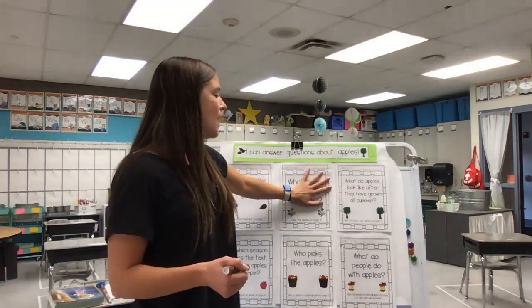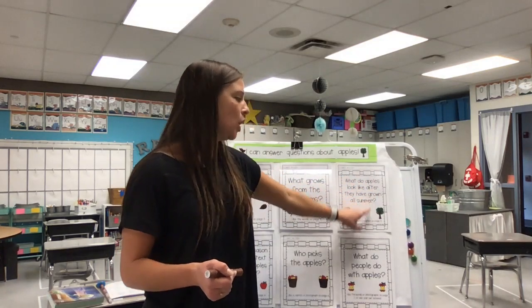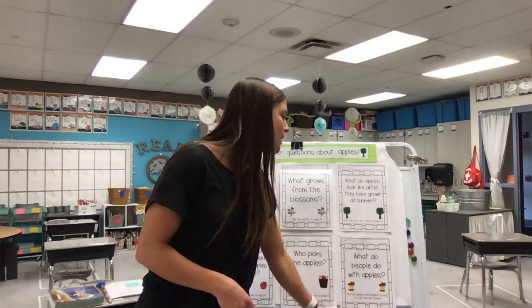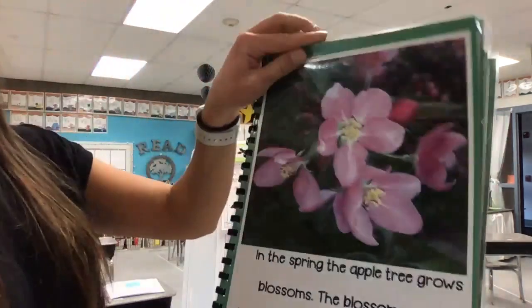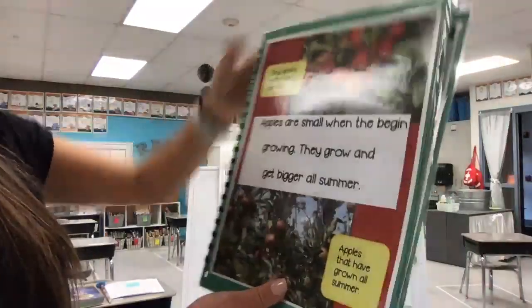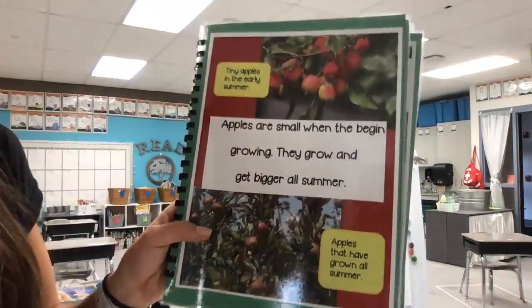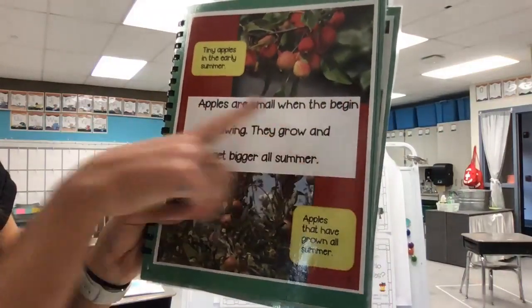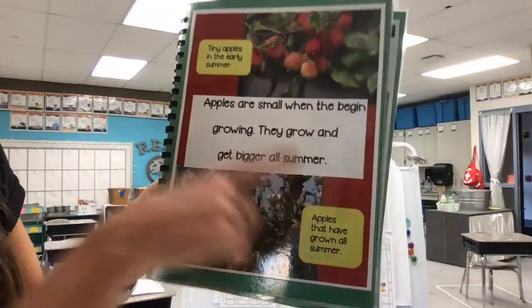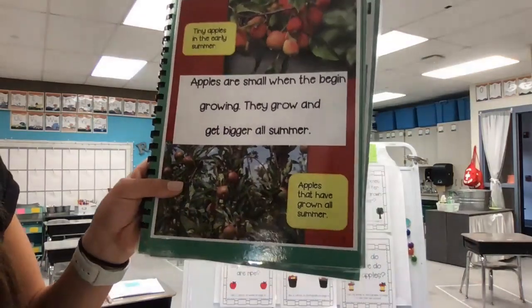Our last question says, what do apples look like after they have grown all summer? It says that we can use the picture and caption on page 5 to figure out this answer. What do apples look like after they've grown all summer? So turning to page 5, as a reader, I'm looking for clues in the pictures and the words to help me figure this out. So it says in our words, they're small when they begin growing, they grow and get bigger all summer. So our question again is, what do apples look like after they have grown all summer long?